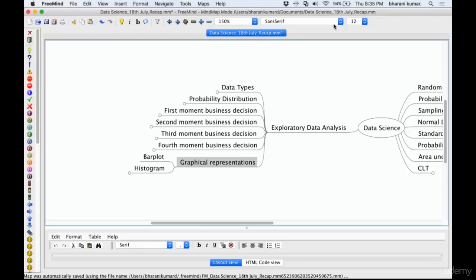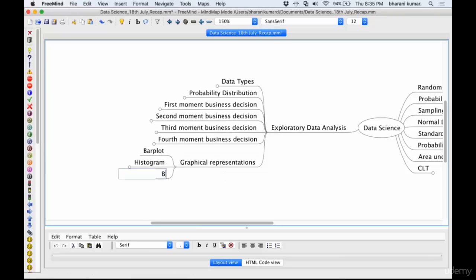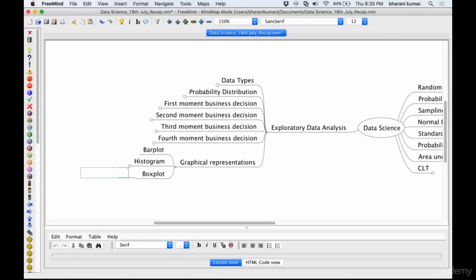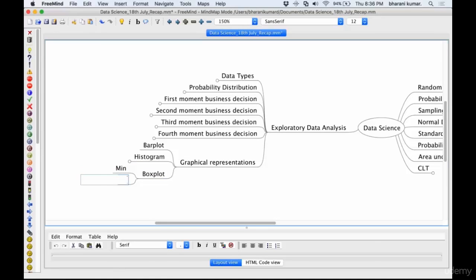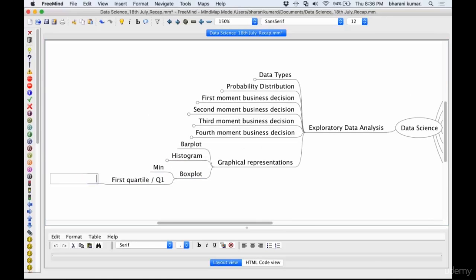Let us do a quick recap of whatever we have discussed until now, and post which we can proceed with the regular concepts. We have discussed graphical representation. As part of that, we have discussed box plot. Box plot will help you identify the minimum value, the first quartile, which is also called Q1, and this contains 25% of data. From minimum value until the first quartile, you have lower 25% of data.